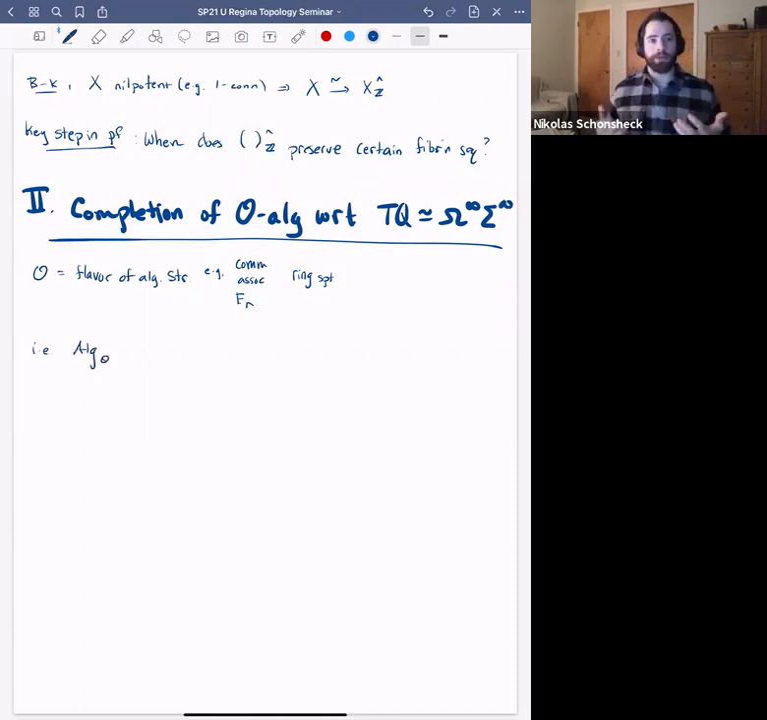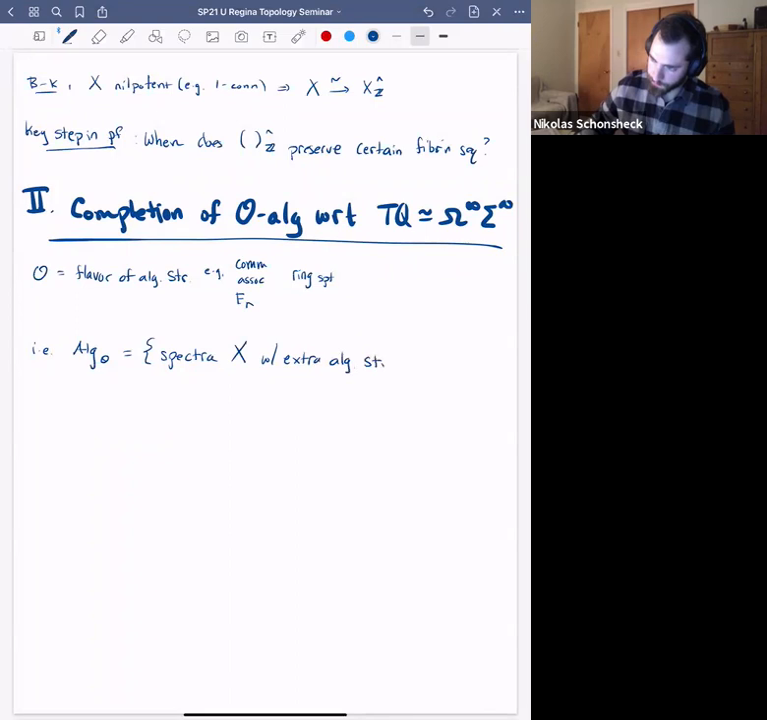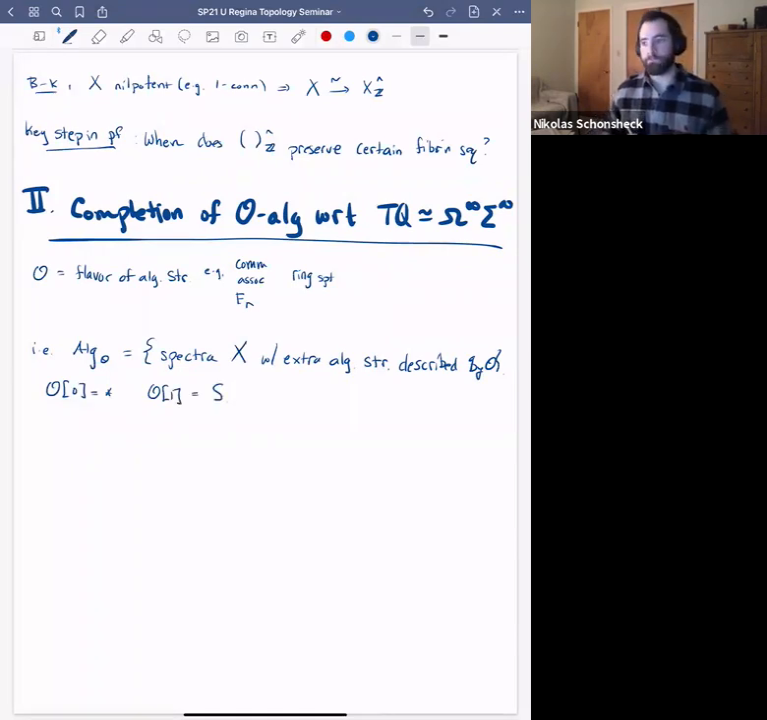So just as a mantra, this category that we're going to be talking a lot about, Alg_O, intuitively is those spectra which have extra algebraic structure. So spectra X with extra algebraic structure, and that algebraic structure is encoded by the operad O. For technical reasons, essentially so that algebras are pointed, we assume that O(0) is a point. And just to keep things simple for today, we can assume O(1) is the sphere spectrum.